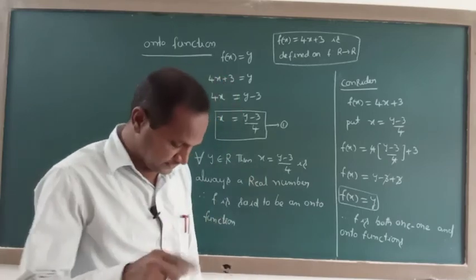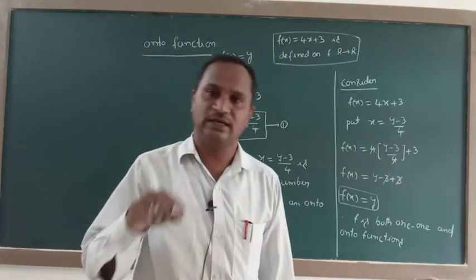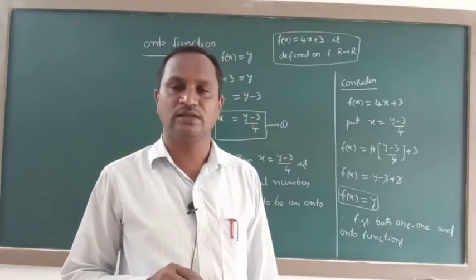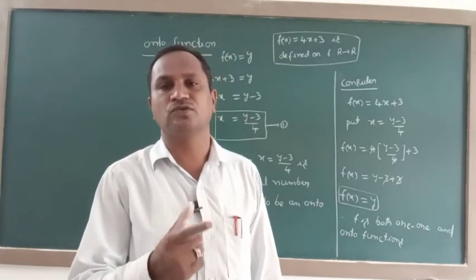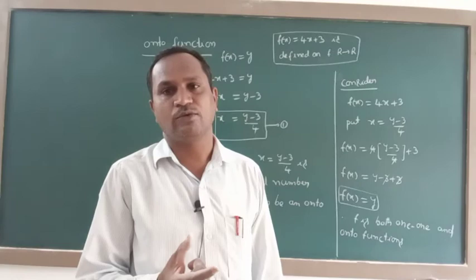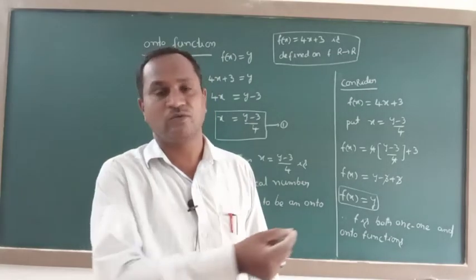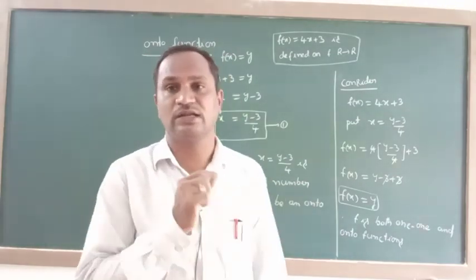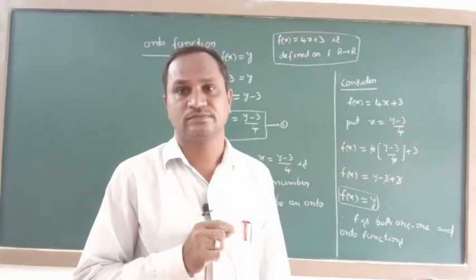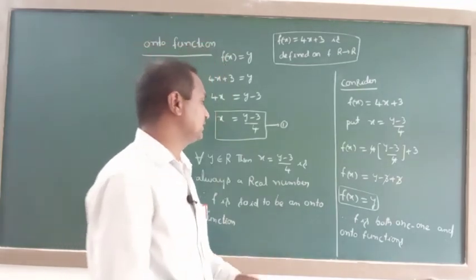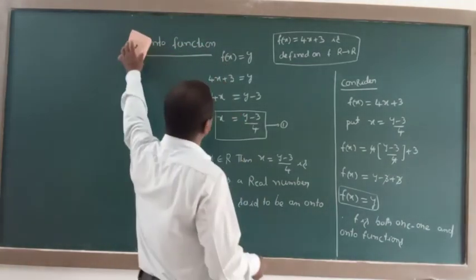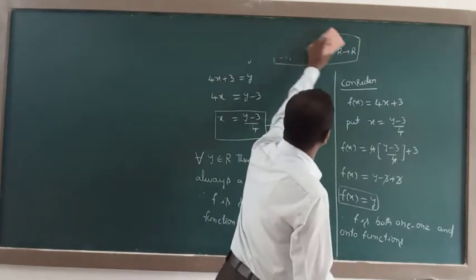That's it. Not only for this, in any onto function, in any problem, if f is both one-one and onto at a time, we must give verification for that function. Verification must and should be given here. Next, the last one is both one-one and onto function.